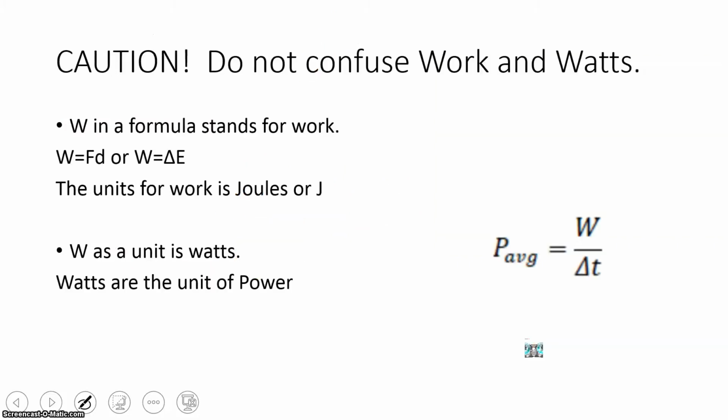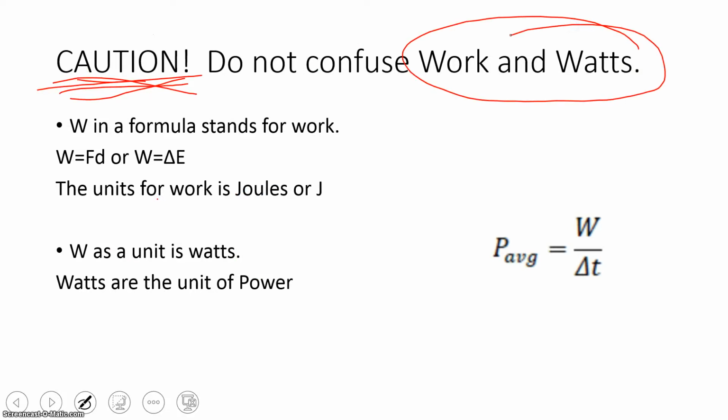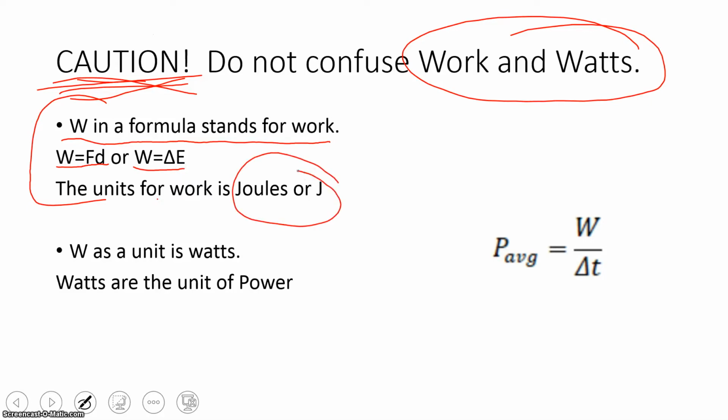I want to say some word of caution, danger. Don't confuse work and watts. It's simple to tell the difference. W in a formula stands for work, as in work equals force times distance, work equals change in energy. And the unit for work is joules. W as a unit is watts, and watts are the unit of power.